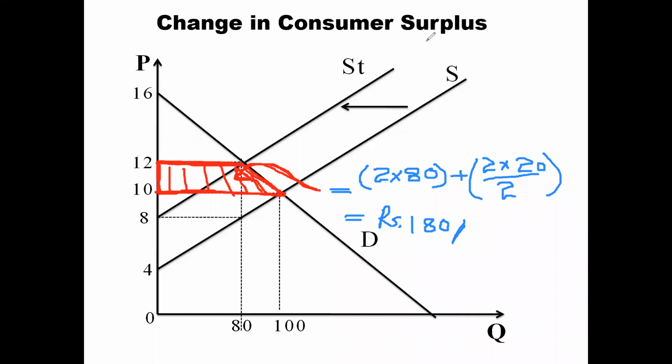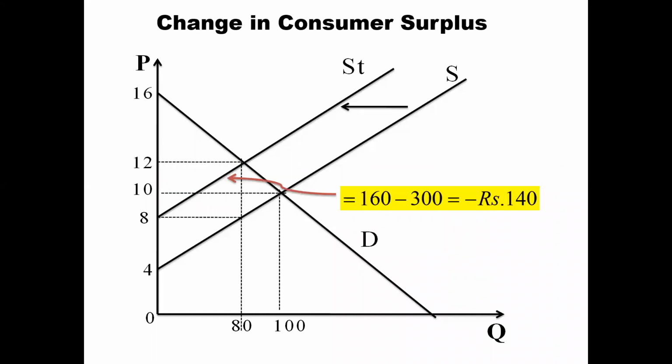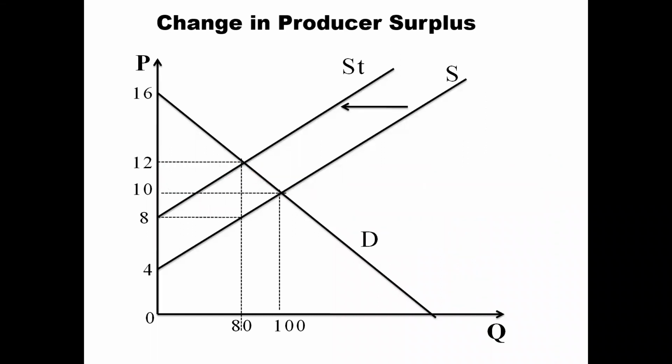Then the next one is a change in producer surplus. Change in producer surplus, also this area. This is change in producer surplus.